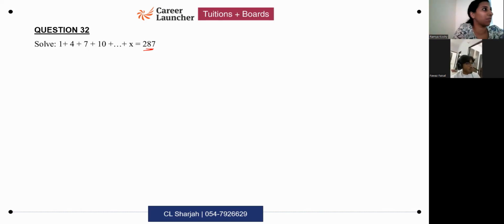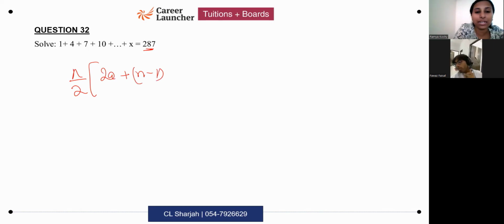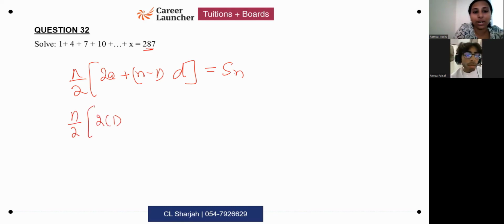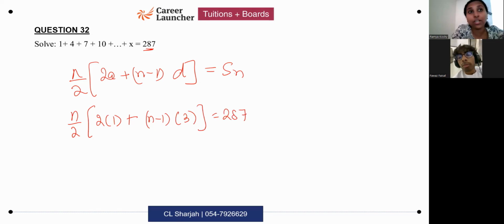I use the first formula of Sn. What is the first formula? n by 2 (2a plus (n minus 1) d). This is equal to Sn. When you use this, you will be able to find the value of n. So knowing the value of n is important. So n by 2 into (2 into 1 plus (n minus 1) d). d would be 3 over here. This would be equal to 287. I would like you all to solve this because this is important. Please solve this.